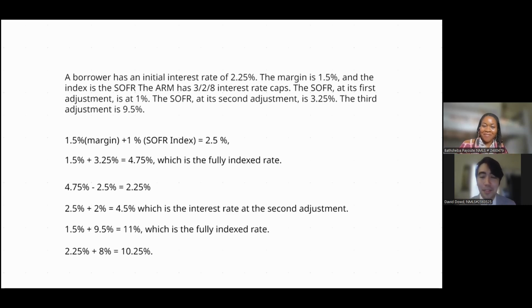Okay, so that's really useful math to determine if an ARM is a good fit for you or not. So I really love, great point there, Bathsheba. Let's go ahead and move along with the problem here.